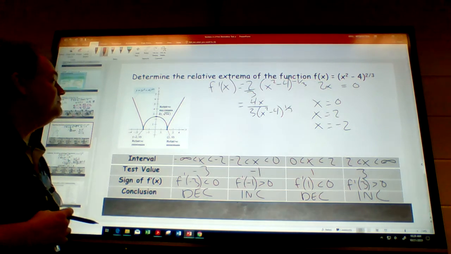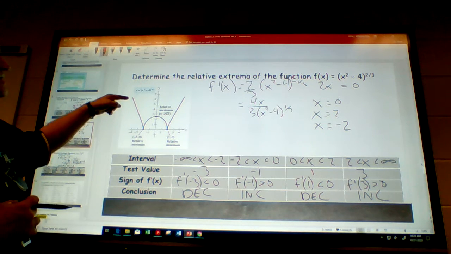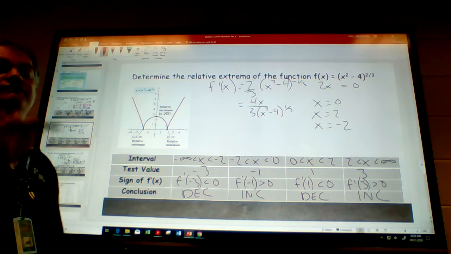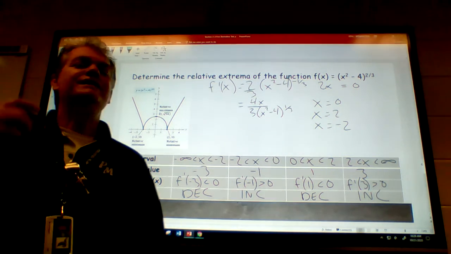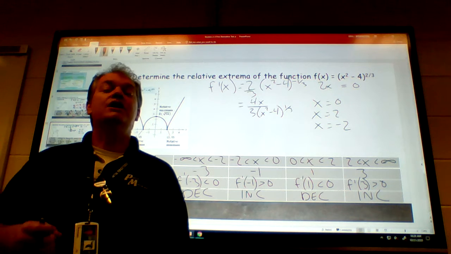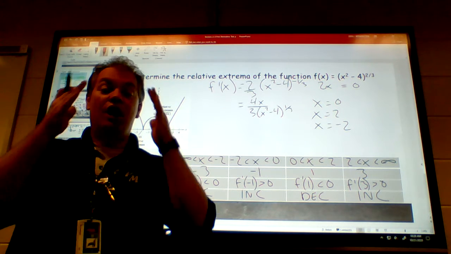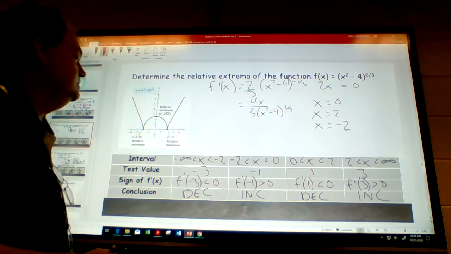And you can verify this by looking at the graph. See, it's decreasing, increasing, decreasing, and increasing again. You can verify that by looking at the graph. Always check it. If the graph is not given, graph it on your calculator. See what it does. Give a visual for yourself. Help yourself see it better.